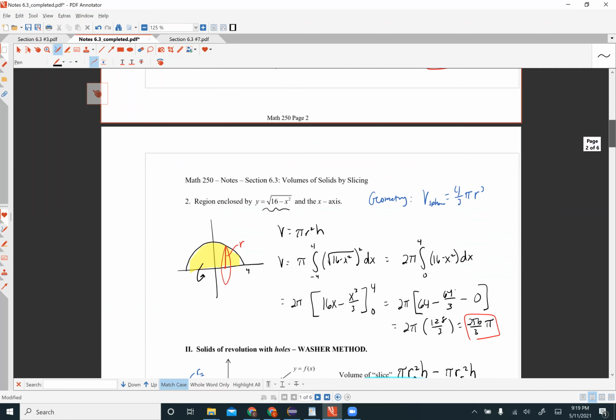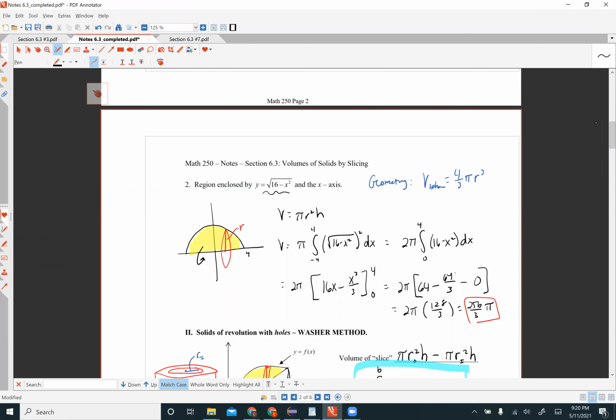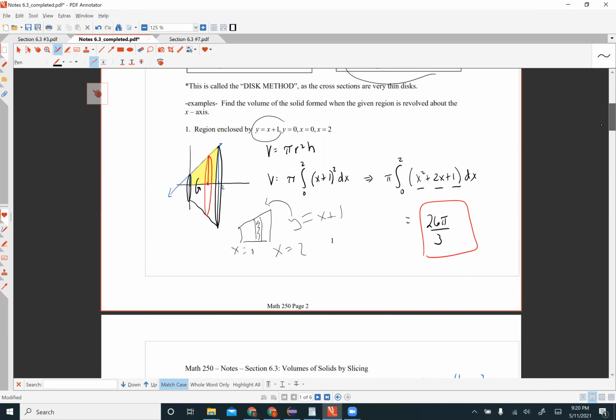Okay. So now here's another fun problem. In that first one, we had lots of lines. The region's boundary was formed by 4 lines, right? y equals x plus 1, y equals 0, which is the x-axis, x equals 0, which is the y-axis, and x equals 2, which is parallel to the y-axis.